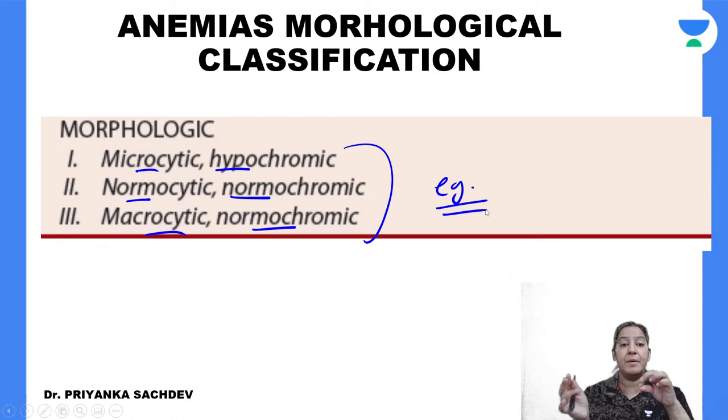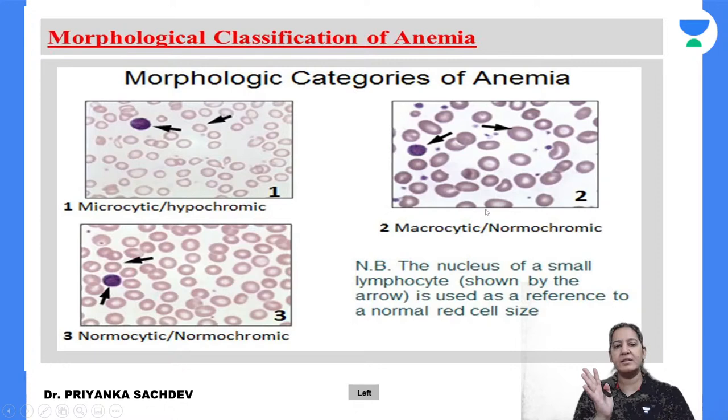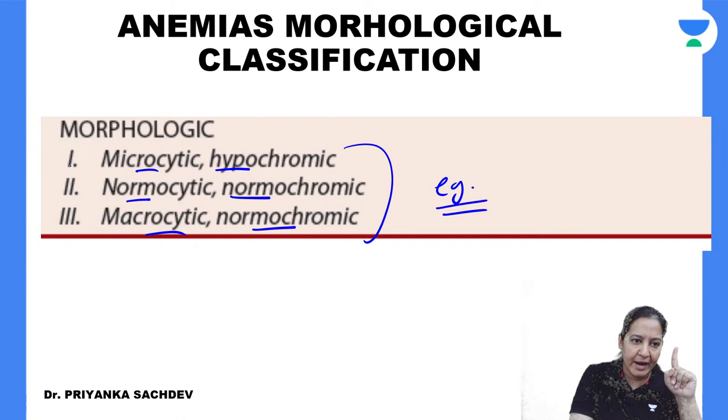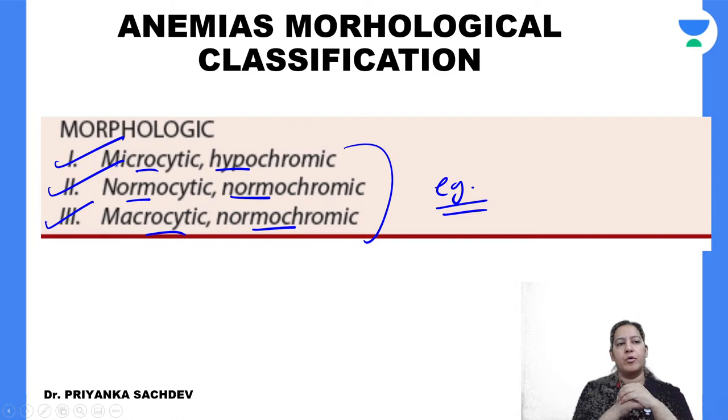This is the morphological classification of anemia. What do you mean by morphological classification of anemia? What do you mean by the three terminologies? I will give you the mnemonics for that. I'm going to give you three mnemonics: one for microcytic hypochromic, one for macrocytic normochromic, and one for normocytic normochromic. So you can identify which category an anemia belongs to. First, understand the meaning of these types.